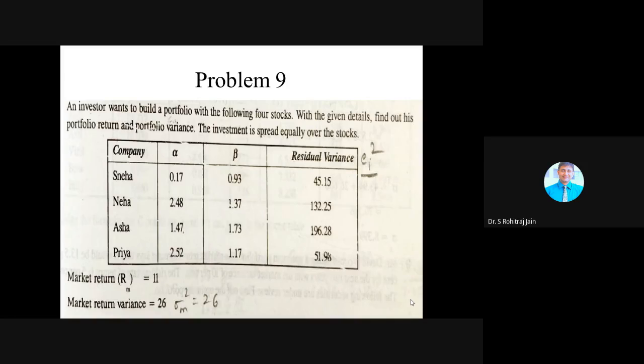Now, what is this residual variance? I'll explain. Symbolically, it is written as EI square. This is a very important problem. Please understand, students. The residual variance of the company Sneha is 45.15. Residual variance of Neha is 132.25. Residual variance of Asha is 196.28. And the residual variance of Priya is 51.98.